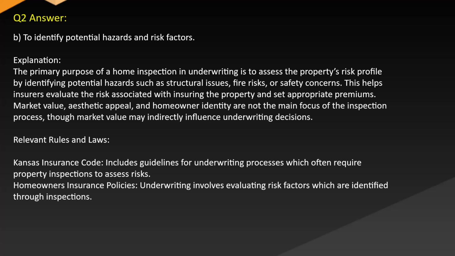Relevant rules and laws. Kansas Insurance Code includes guidelines for underwriting processes which often require property inspections to assess risks. Homeowners insurance policies. Underwriting involves evaluating risk factors which are identified through inspections.